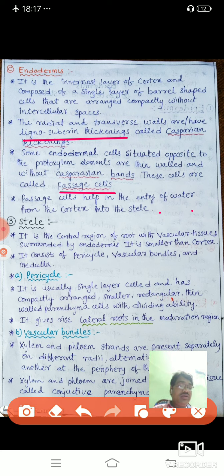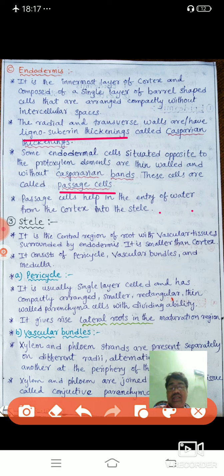In the monocot root, the cortex region has three subregions: exodermis, general cortex, and endodermis. So you have to remember that in the endodermis the Casparian thickenings are present. This is the endodermis.